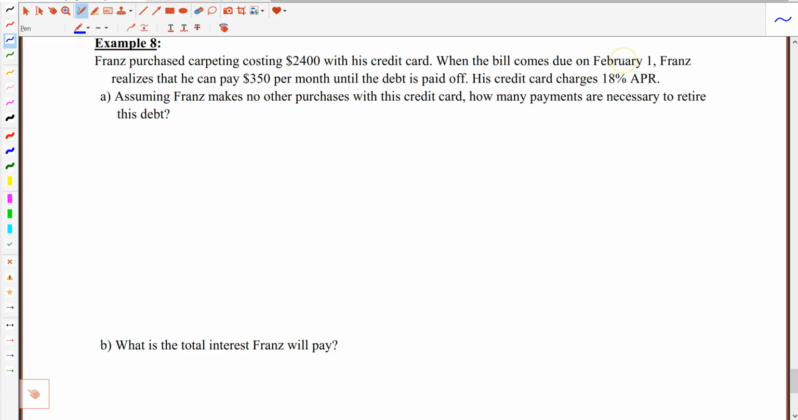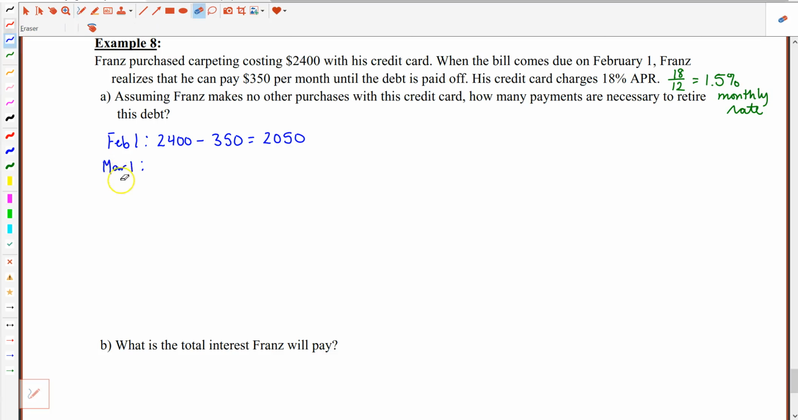Okay, so first off, for the February billing cycle, maybe we'll just keep track of it as being on February 1st, he owed $2,400 and he's going to send in his payment of $350. So at that point in time, he owes $2,050. For the next billing cycle, which would occur on March 1st, he's going to get hit with that first finance charge. If this card charges an 18% annual percentage rate, then this is 18 divided by 12, or 1.5% as a monthly rate, which may make the calculations a little bit easier.